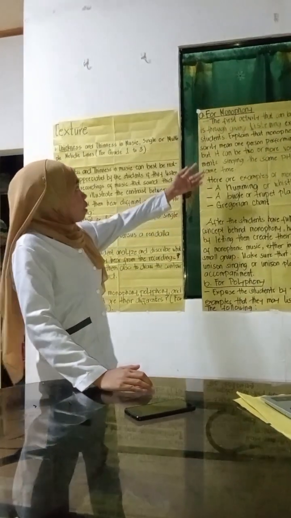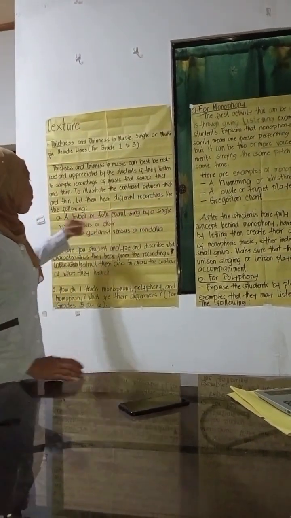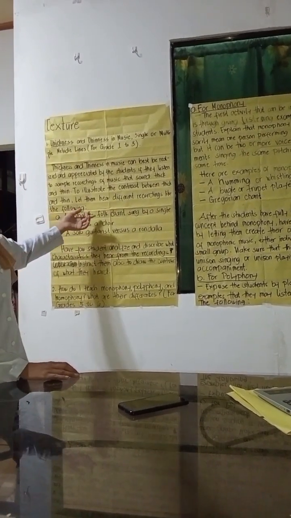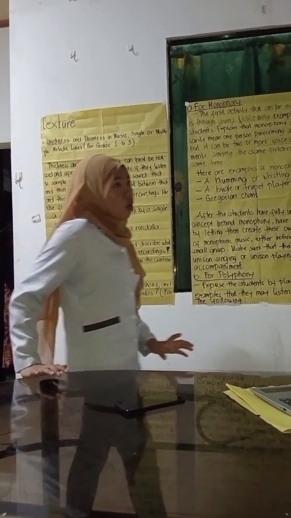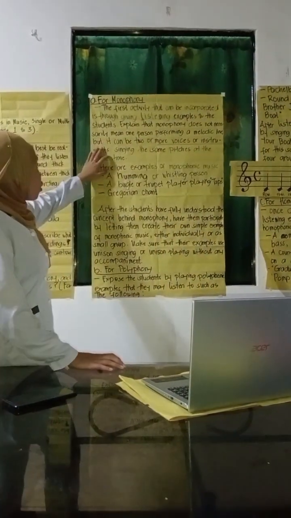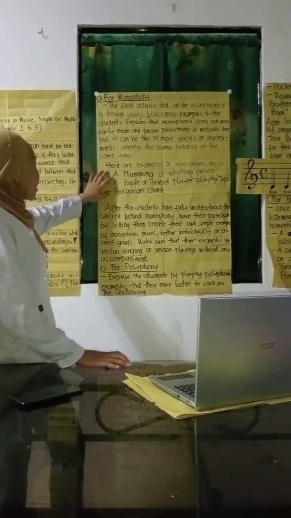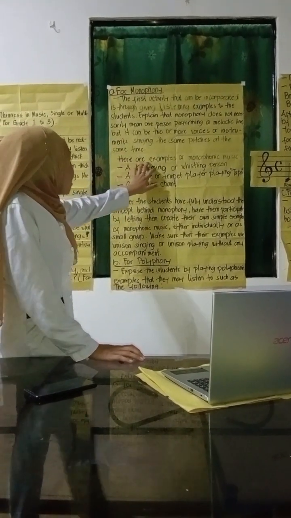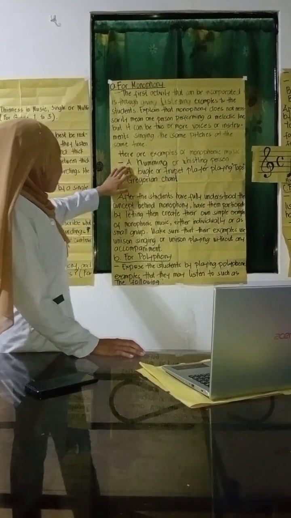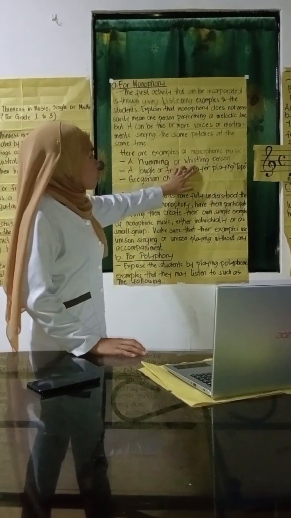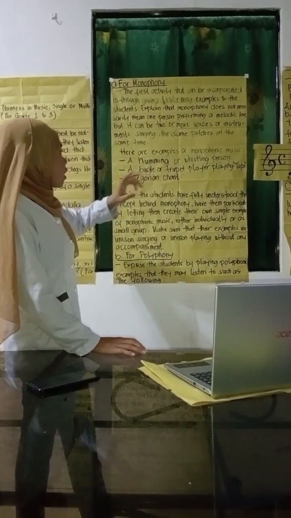The example of monophony is what was shown earlier, the tribal folk chant sung by a single voice versus a choir. You can use different instruments, and you can also use voice. So that is monophony. Here are examples of monophonic music, like a humming or whistling person.